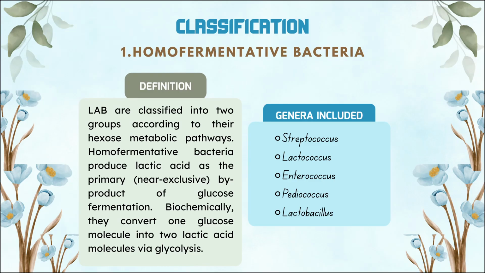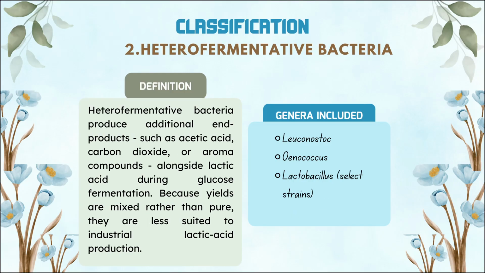Next is the classification of lactic acid bacteria. Lactic acid bacteria are classified into two groups according to the hexose metabolic pathways. The first is homofermentative bacteria, which produce lactic acid as the primary byproduct of glucose fermentation. They convert one glucose molecule into 2 lactic acid by the process of glycolysis. The genera used are Streptococcus, Lactococcus, Enterococcus, Pediococcus and Lactobacillus. The next group is heterofermentative bacteria.